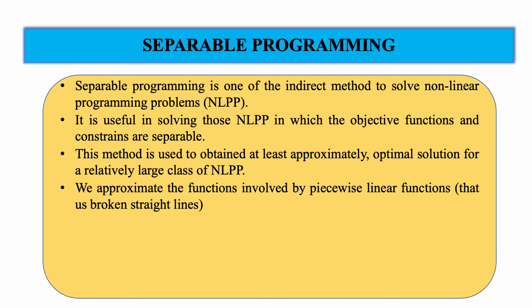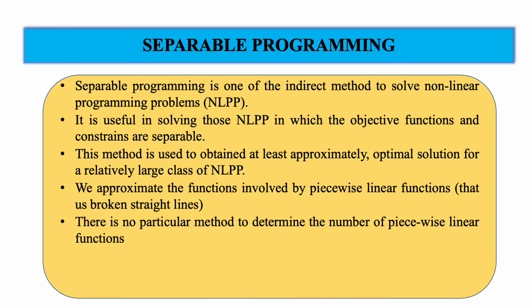Whatever function we are given, the objective function as well as the constraints, we approximate the function by a number of broken straight lines. Okay, now there is no particular method to determine the number of pieces in the linear function. So we approximate the given function by a piecewise linear function, but we do not have any method to find the number of pieces.